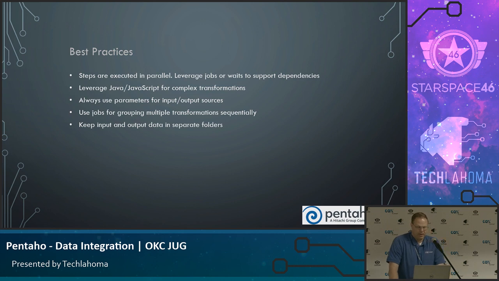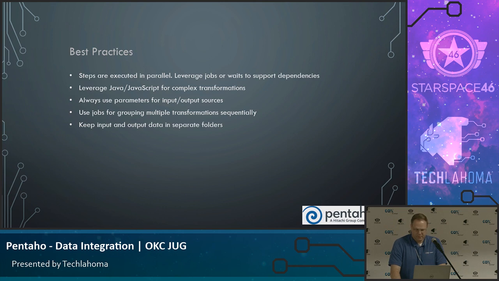It's good to use jobs for grouping multiple transformations sequentially. And so if you have multiple transformations that need to happen at one time, instead of trying to put all those transformations in one huge file, which makes it very hard to read, break them up and use a job to sequentially transfer those from one to another.